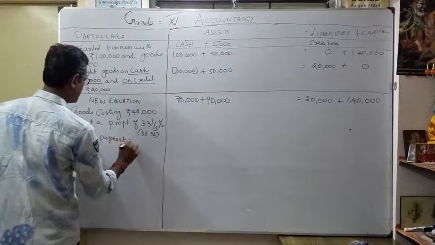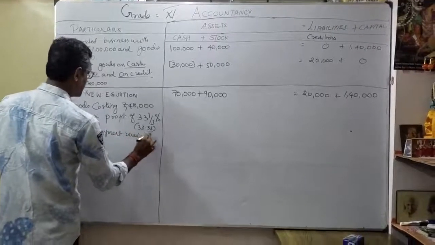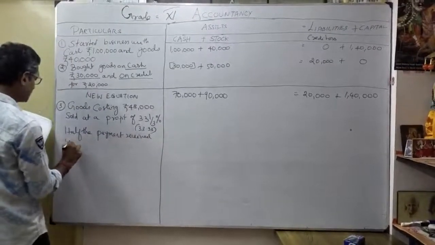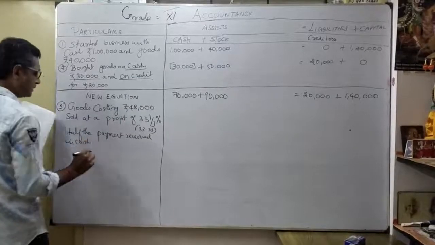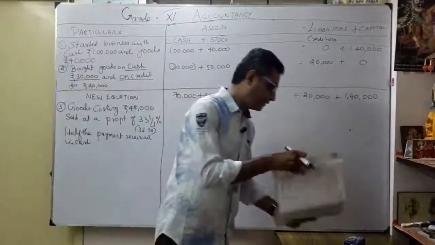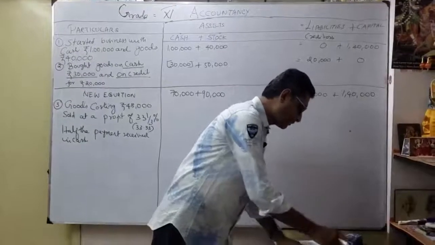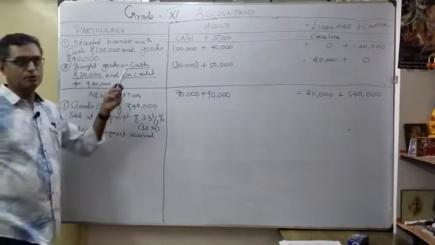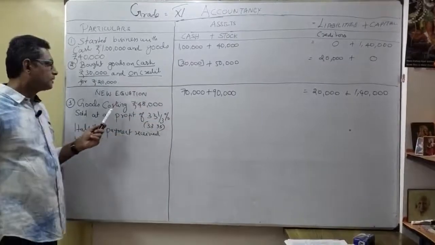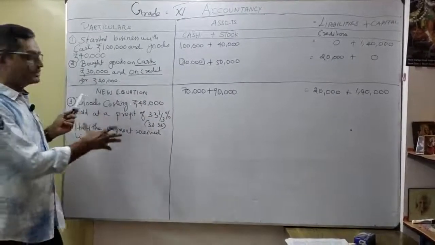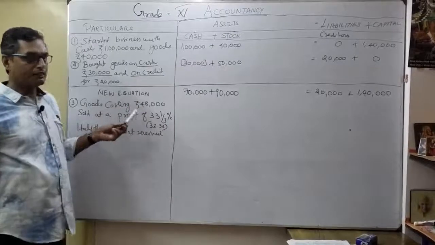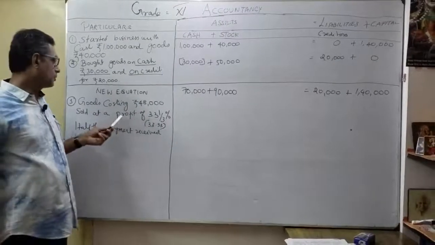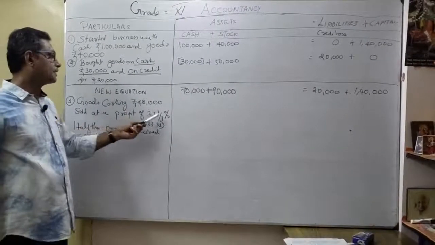Half the payment received in cash. Okay. See, this transaction should be handled very carefully. See here, what is the transaction? Goods costing 48,000 worth of stock is sold for what? They have not mentioned how much it is sold for, but they have given the clue: you sold at a profit of 33%.